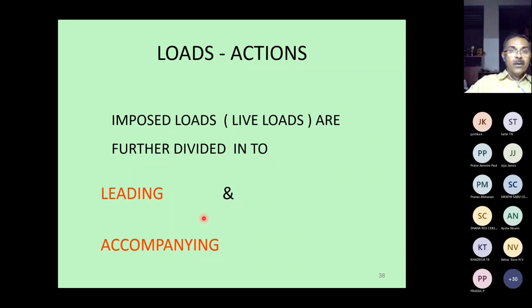Now the loads or actions from the imposed loads or live loads are further divided into a leading live load and an accompanying live load. A leading live load is the load for which we design the structure. For example, if you take a factory, the crane load or the machinery in the factory will go in the classification of leading live load. Whereas the live load on the roof is an accompanying live load. It may or may not happen along with the leading live load.